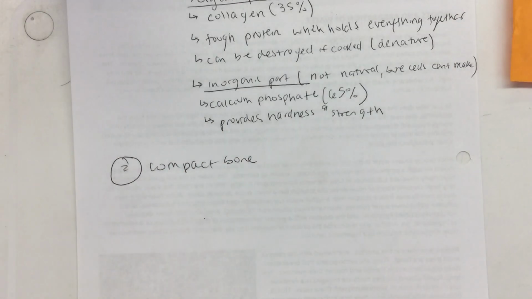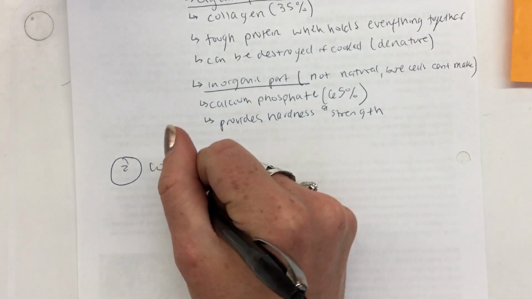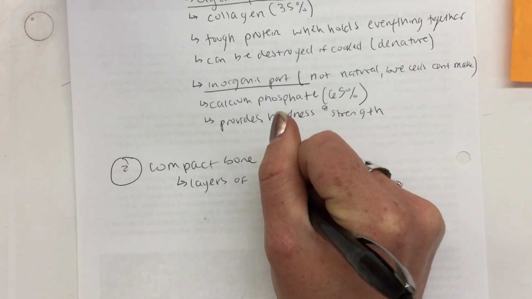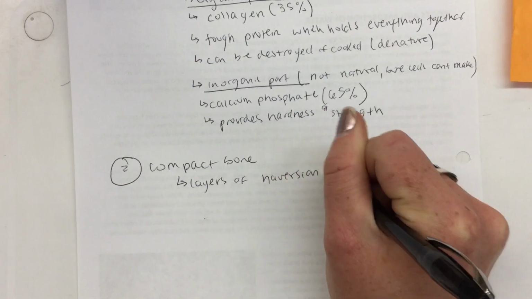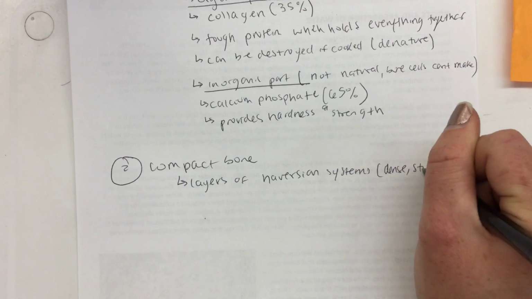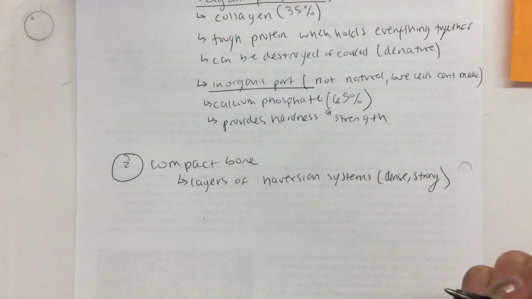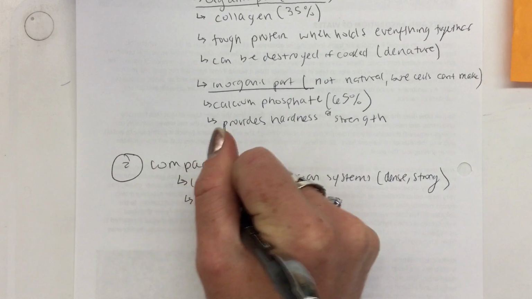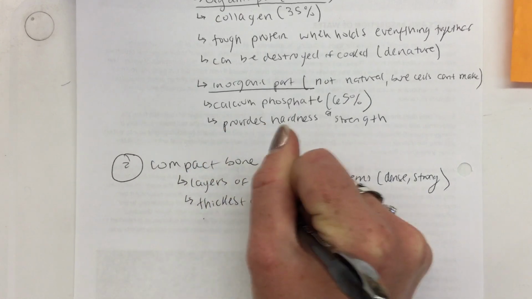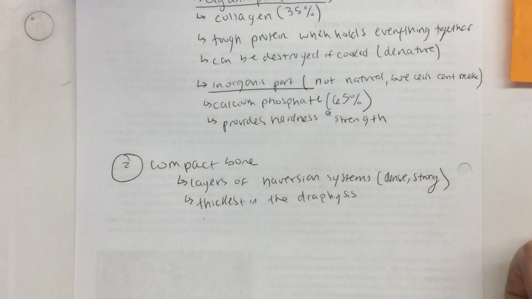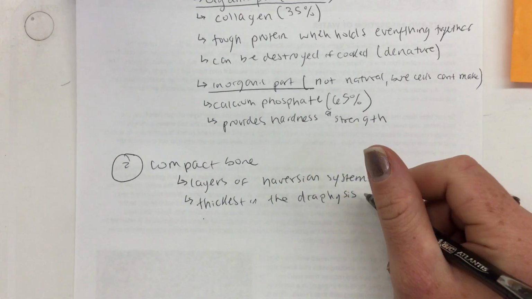So just to gather our thoughts, a couple things about compact bone: it's filled with layers of Haversian systems, making it nice and dense and strong so that our bones don't break, hopefully. Also, it's thickest in the diaphysis. And that's so that we have a nice, strong diaphysis.